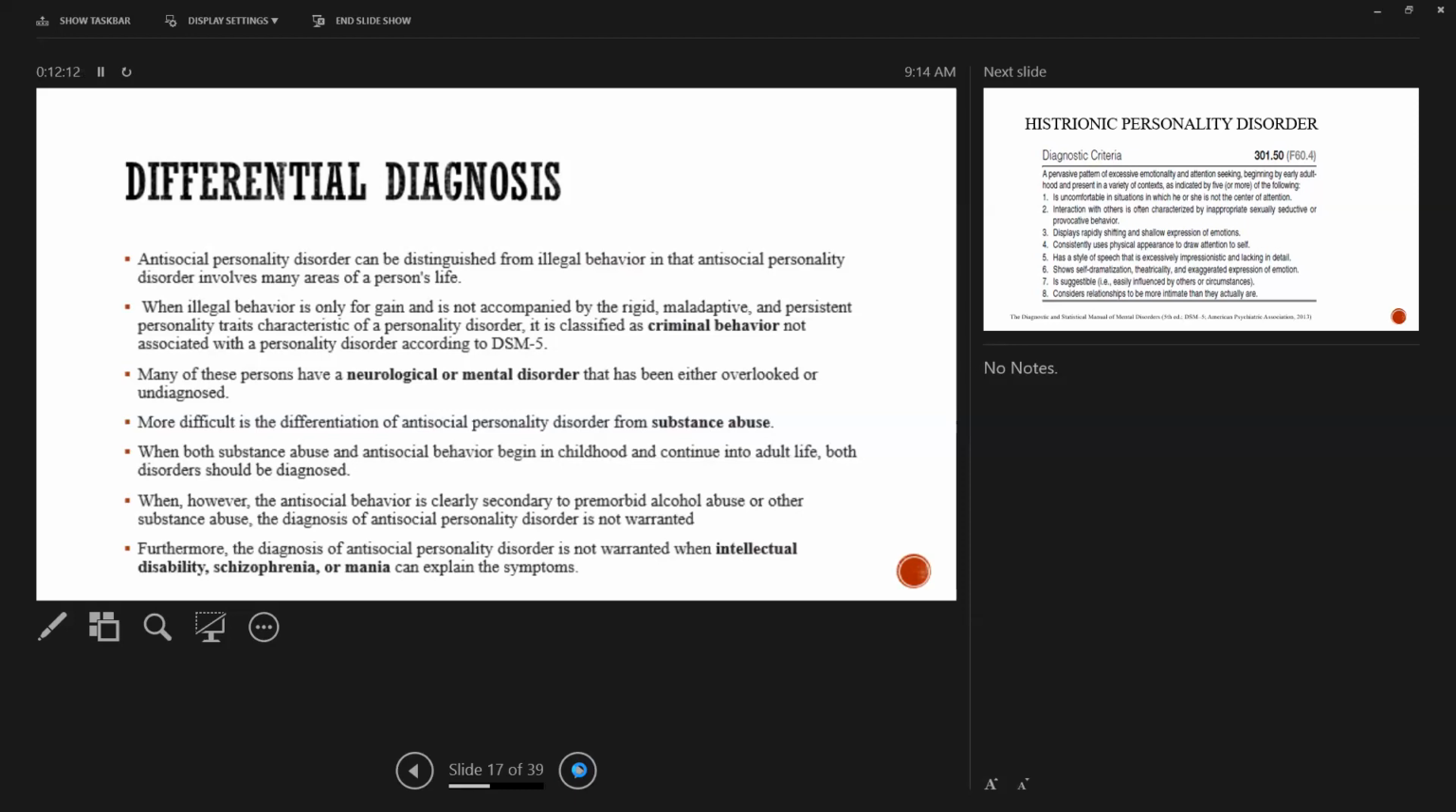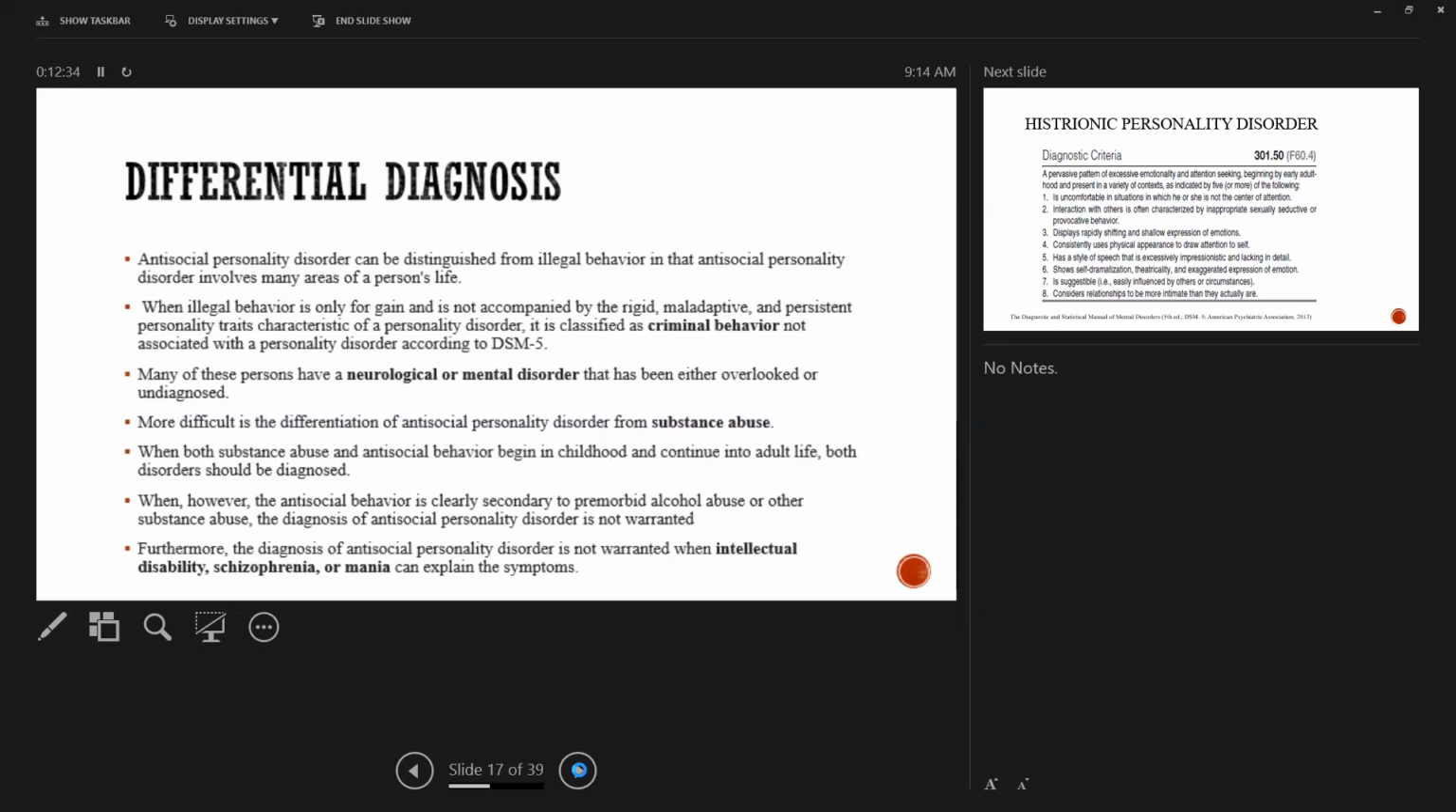Now, many of these patients will have a neurological or mental disorder that would have been either overlooked or undiagnosed, and many of them will also be abusing substances. Now, when both substance abuse and antisocial behavior begin in childhood and continue into adult life, both disorders should be diagnosed.